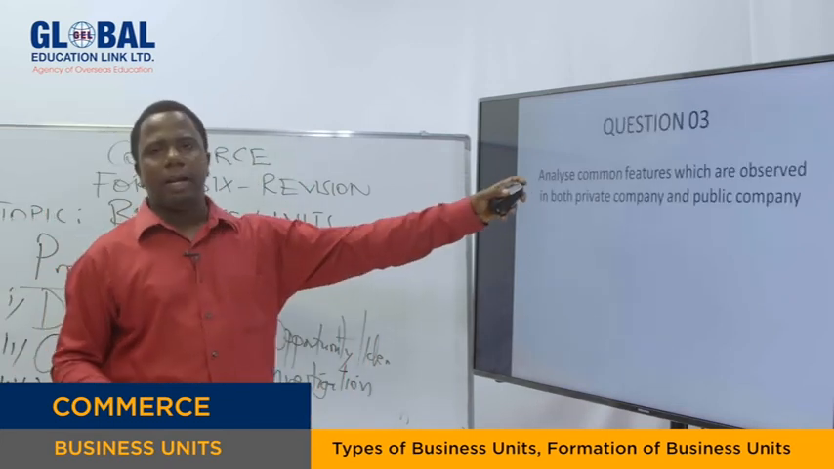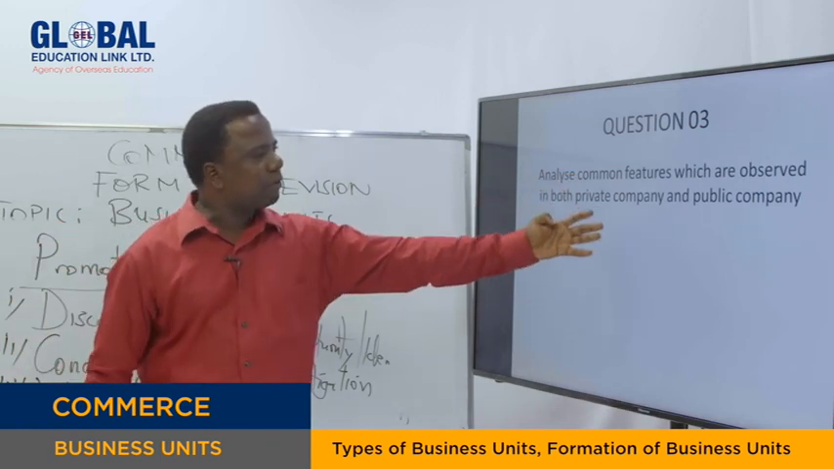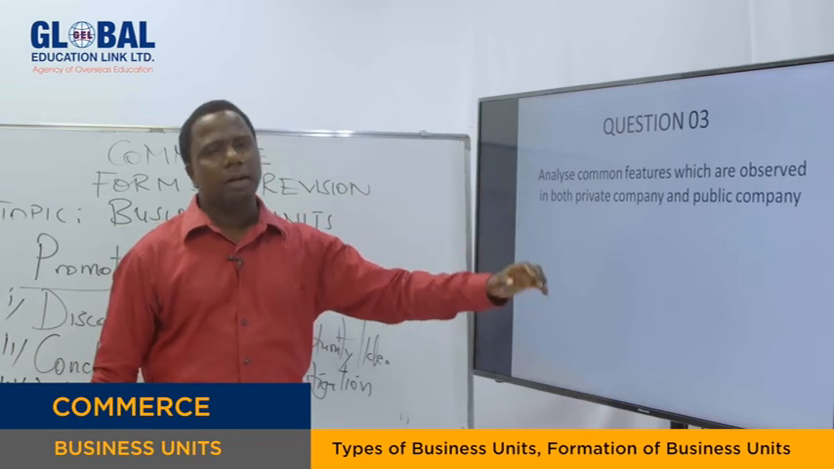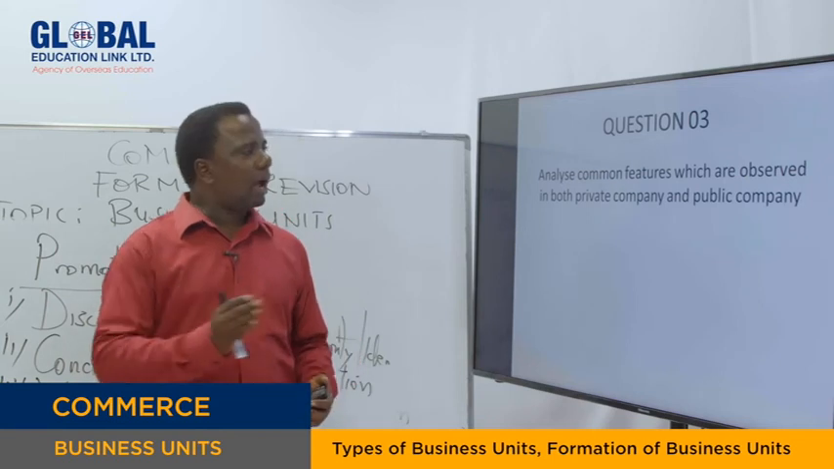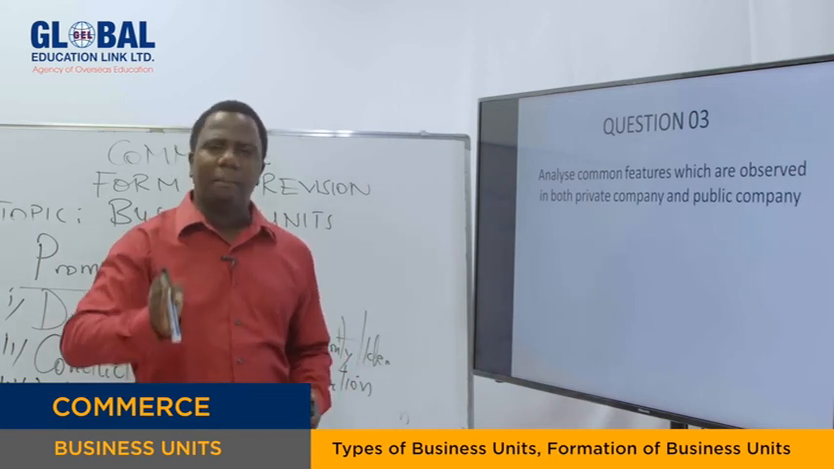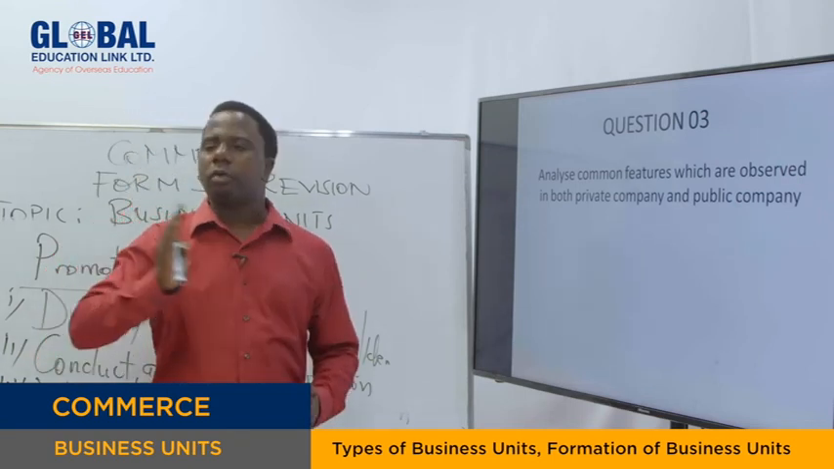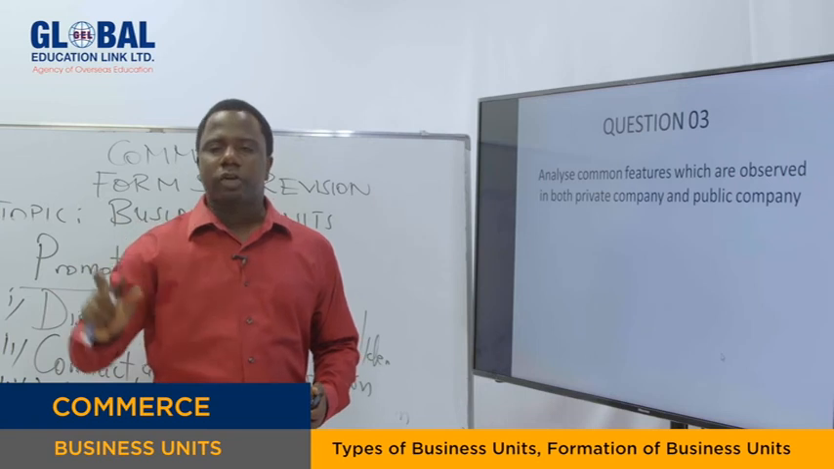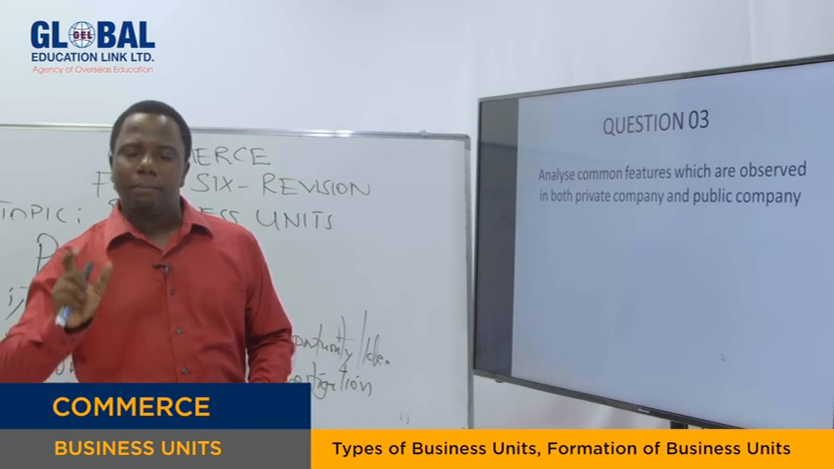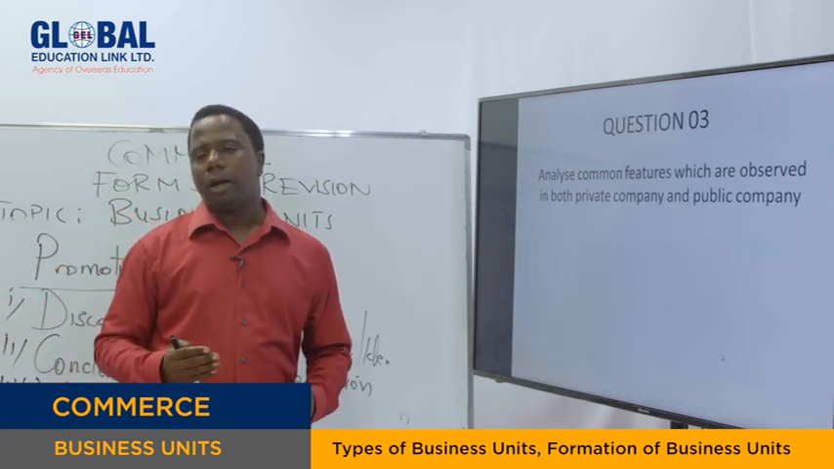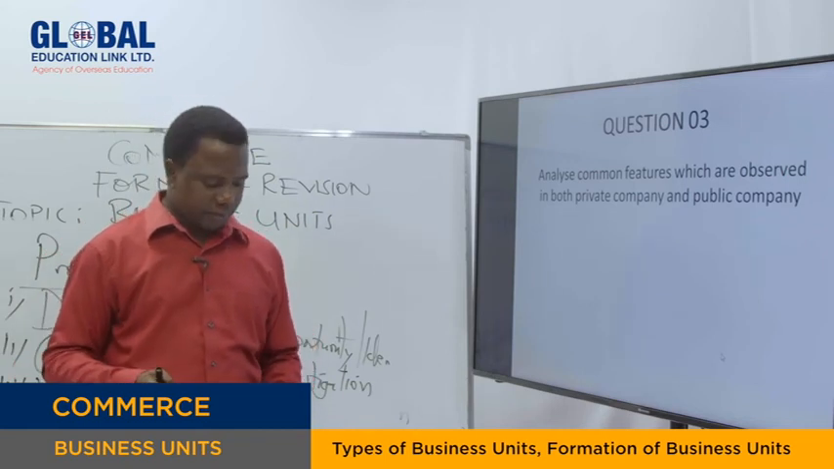Now, a question can be asked in this way: analyze common features which are observed in both private company and public company. So those features I have explained are observed in both private and public companies. But in the case of transferability of shares, you must make it clear that shares of a public company are freely transferable, while under a private company, transferability needs an approval of other members.